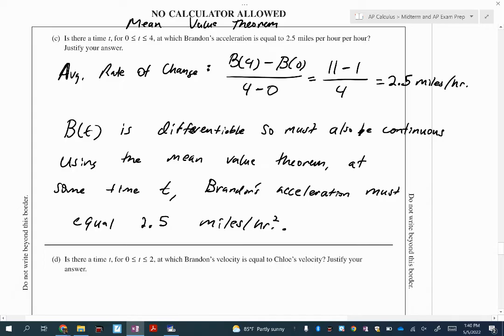Would that be helpful if I went and assigned it to you? I can do that. No? Only one person's nodding. Yes? Okay, so before tomorrow, I'll assign the mean value theorem, and in a moment you're going to see in letter D, we're going to talk about the intermediate value theorem. So I'm going to assign both of those so you can see how that works.